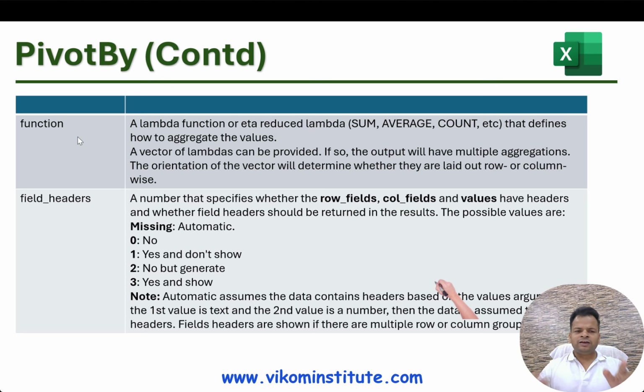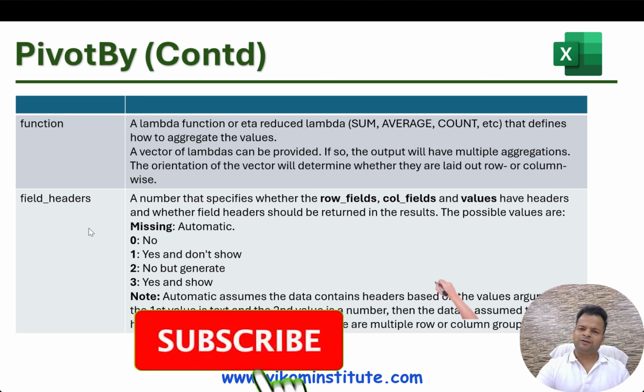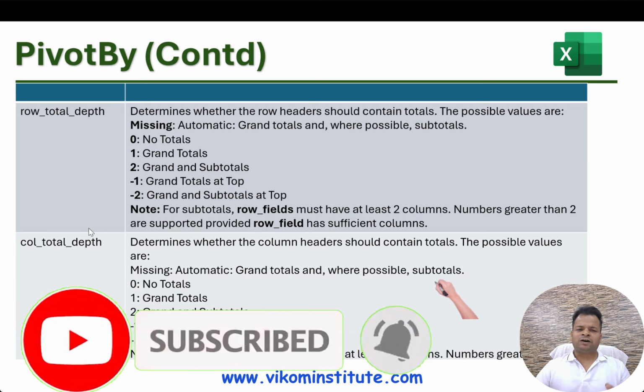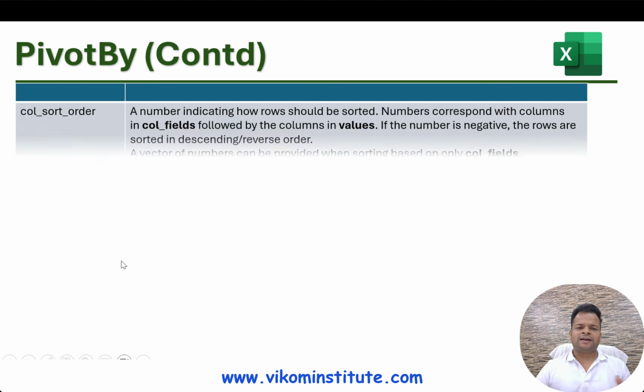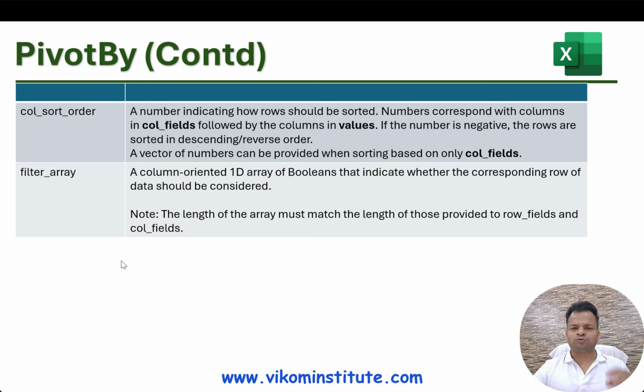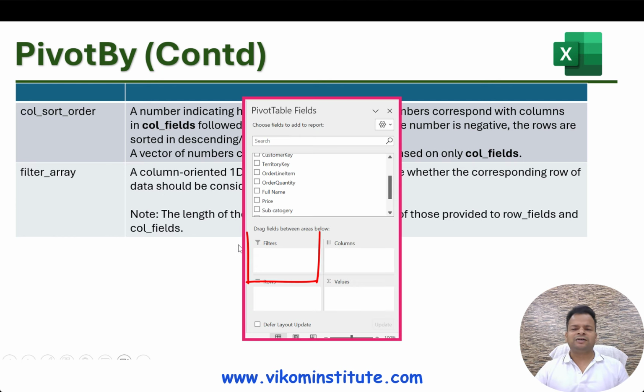Now here we have field header, that is optional. Do you want a field header in your data? I'm talking about the row field, column field and value field headers. If you want to see the grand total and subtotal row-wise and column-wise, we have that option in this as well. And if you want to sort your columns, you can simply enter your column sort order. We also have a filter option, and that function is also available in your pivot table.